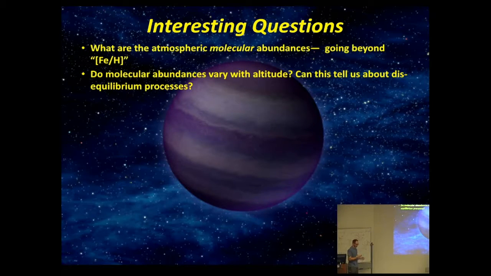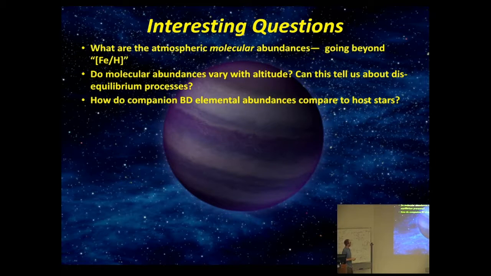If we can measure molecular abundances, can we say anything about their distributions in their atmospheres, or vertical distributions? What can this tell us about chemical processes happening in their atmospheres? How do their elemental abundances compare to their host stars if they're companions? Does this tell us about how they formed? Did they form in the same molecular cloud, or did one form via some other mechanism? Would you expect differences in their abundances?